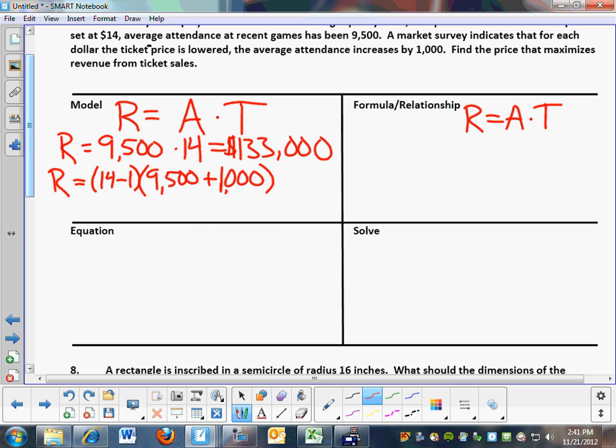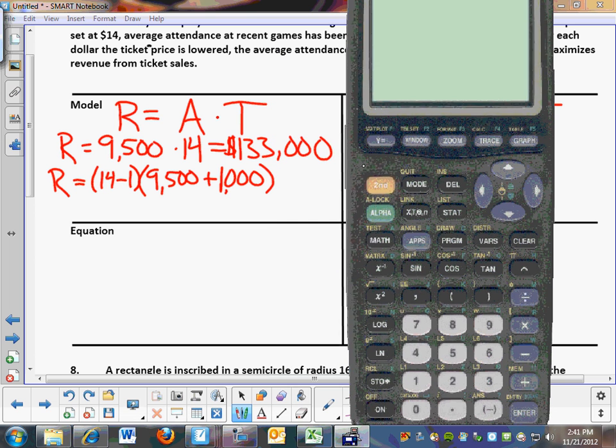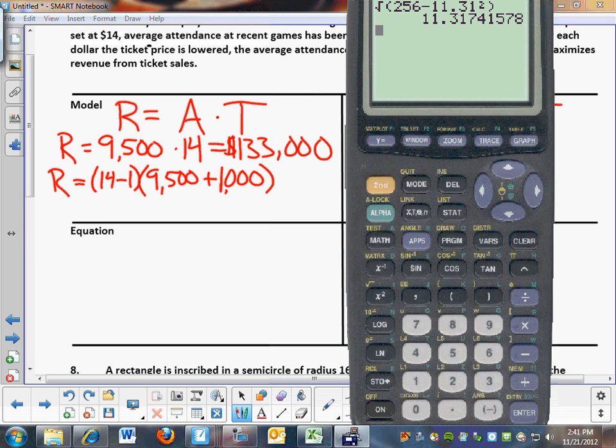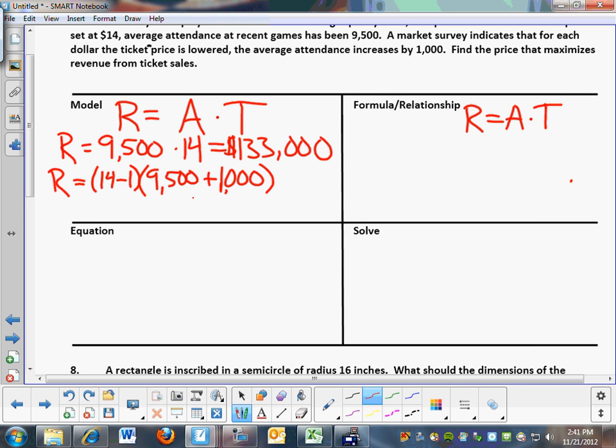Let's see what we come up with for a revenue there. We've got 13 times 10,500. I get 136,500. So, did it go up? The question is, how many times should we raise or lower the ticket price in order to reach our maximum? Well, we now have enough information to try to write an expression for attendance and one for ticket price. Okay?